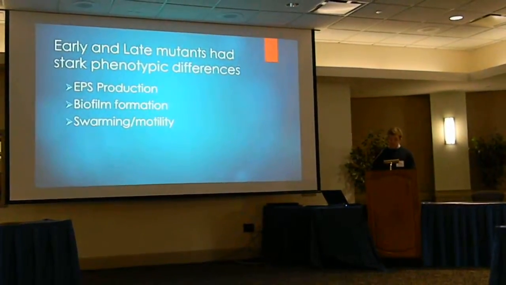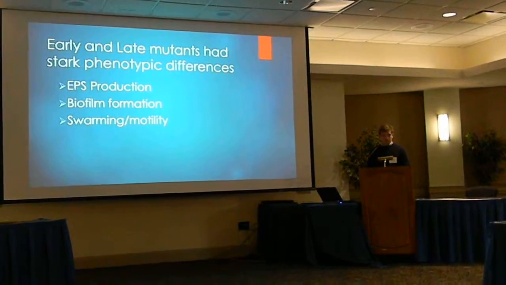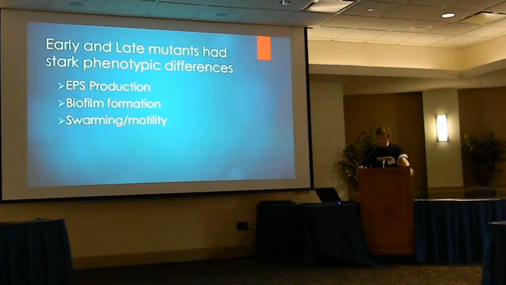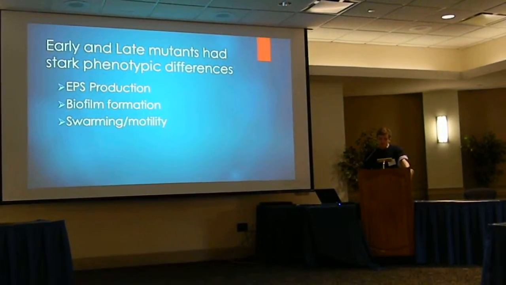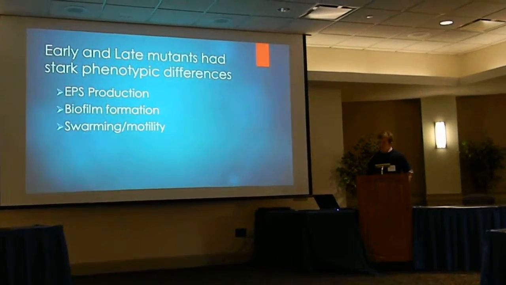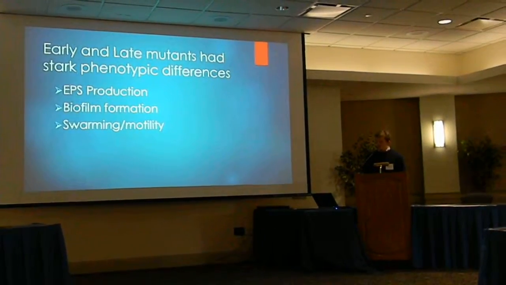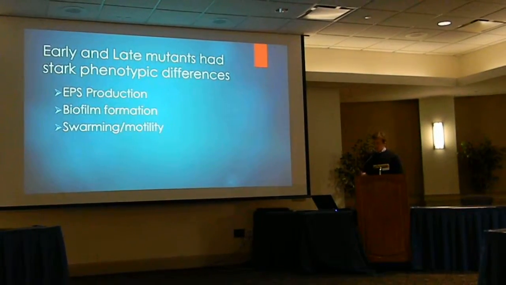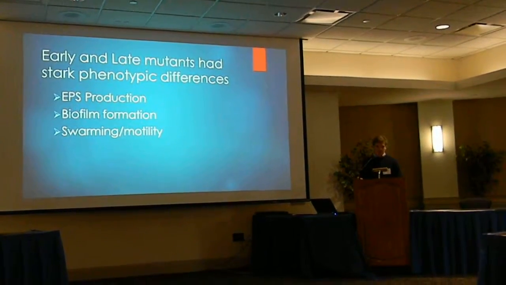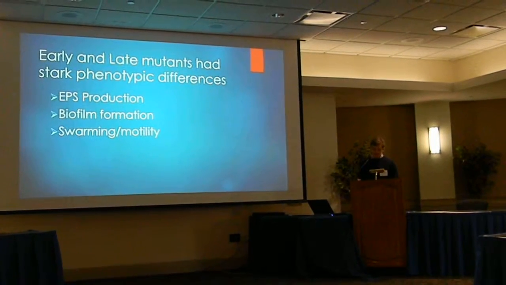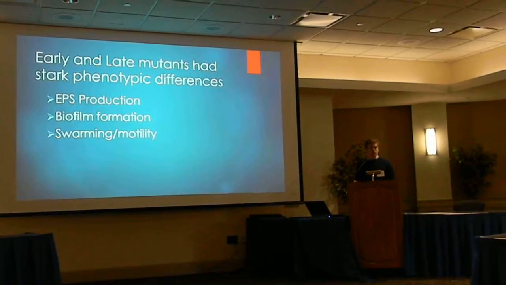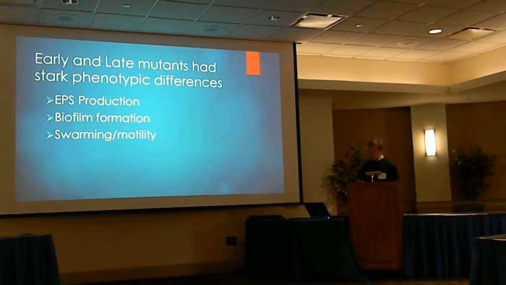Based on our binning system of the mucoids versus early and late, we saw stark phenotypic differences. With regard to EPS, early mucoids exhibited almost no EPS production, whereas late mucoids had significantly higher EPS production. Now, biofilm formation of mucoids is generally less than their parent wrinkly genotype, but in the cases where the biofilm formation was greater, it was always a late mucoid that was able to exhibit that.